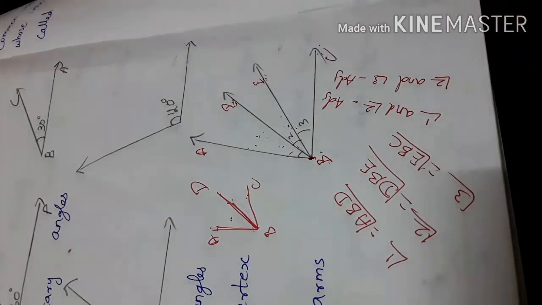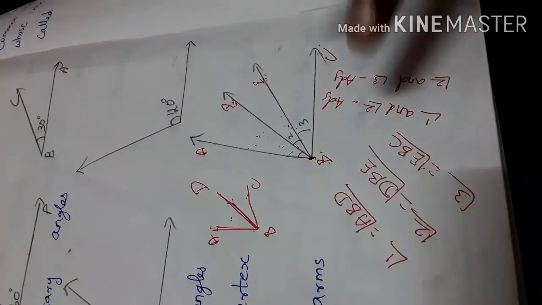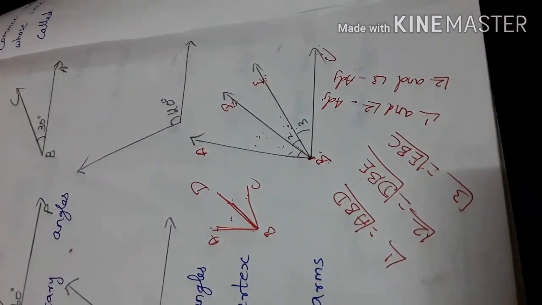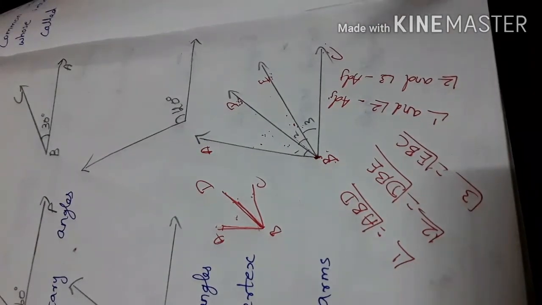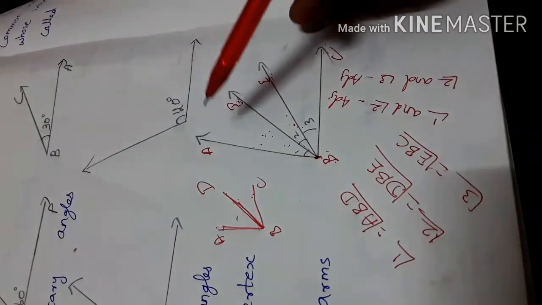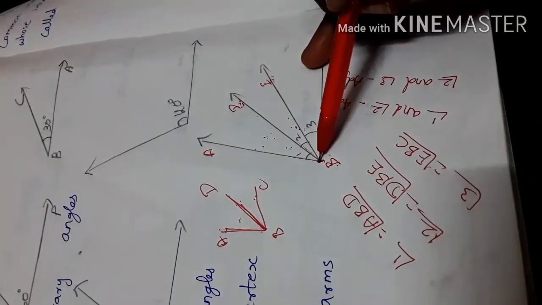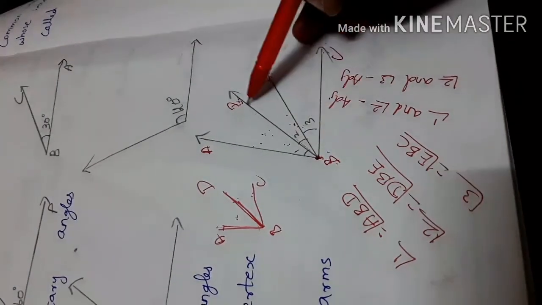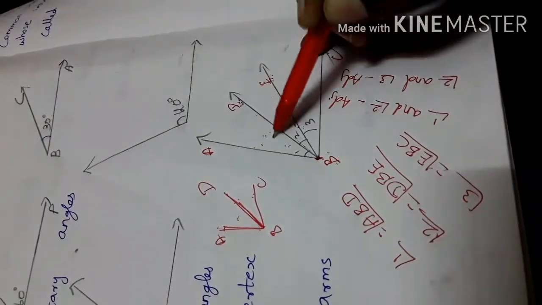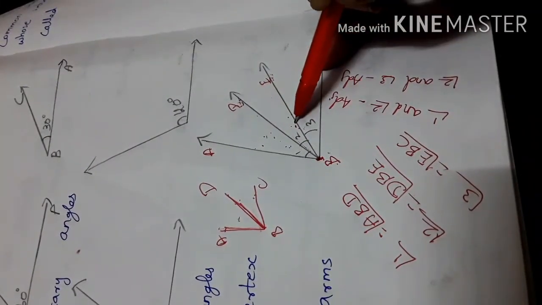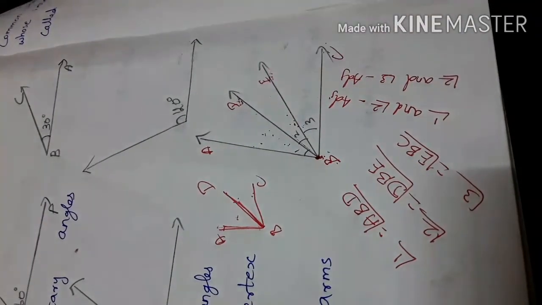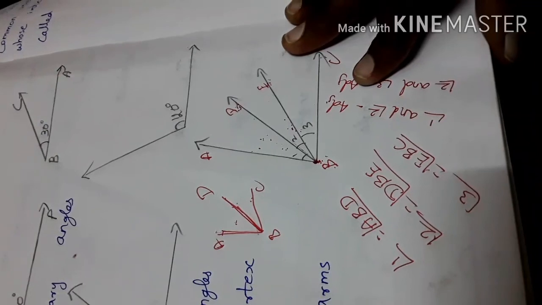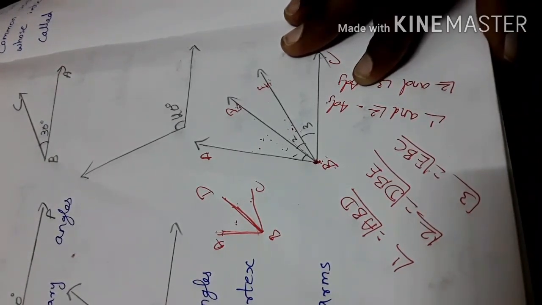In the same way, angle 1 and 2 are adjacent angles. Angle 2 and 3 are adjacent angles. So these are the only adjacent angles. How do you identify adjacent angles? They have a common vertex and a common arm. If two angles have a common vertex and a common arm, the two angles are called adjacent angles. I think you understand.